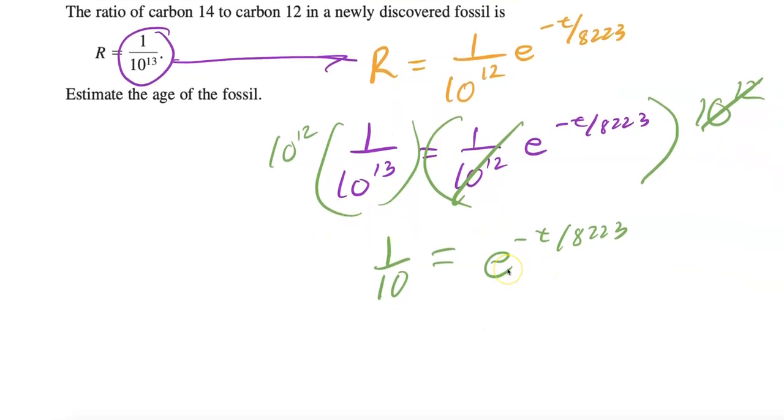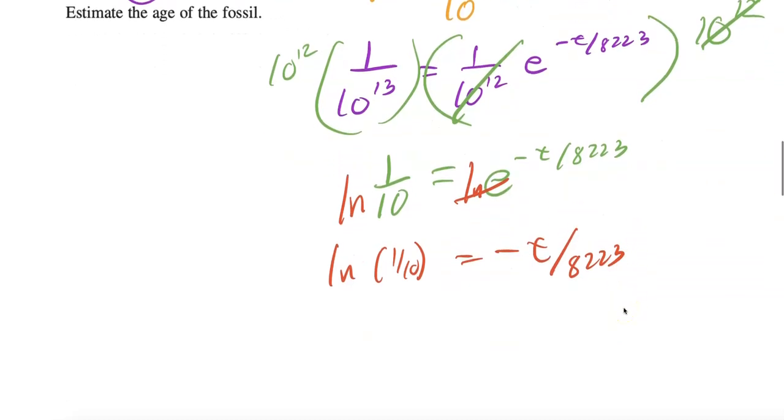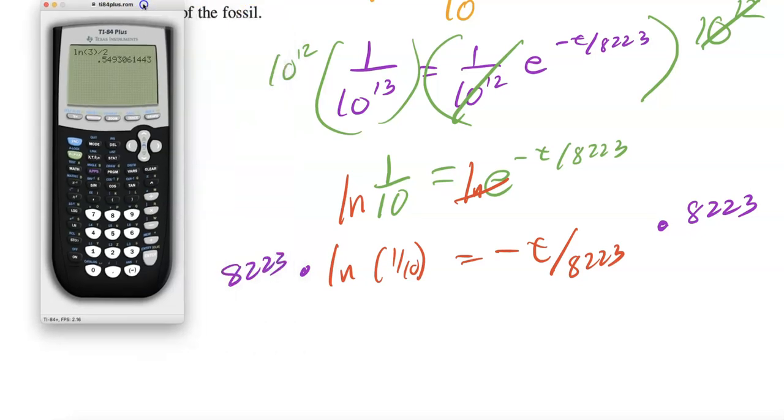Next, we've got to get rid of the e, so let's take the natural log of both sides. So these cancel out. I get the natural log of 1 over 10, which will be some negative number. It goes negative T over 8223. Next, let's get rid of the 8223, so multiply both sides by 8223. And let's put that in a calculator. I don't know what that is. Over here, 8223 times the natural log of 1 over 10.